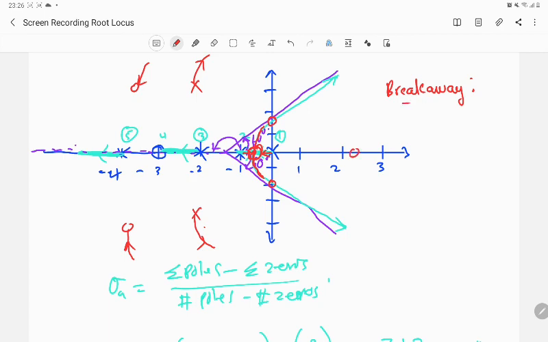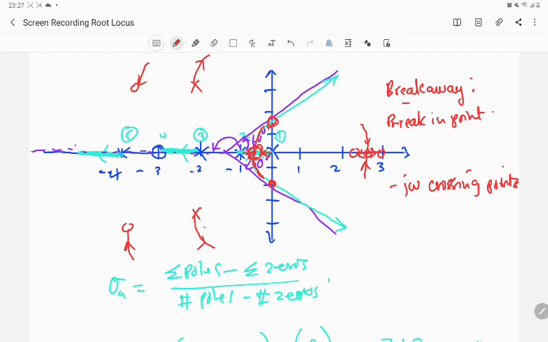And if there were two zeros side by side, then you will get it coming in and then leaving to the zeros. Okay, so in that case, we also talk about the break-in point. Those ones we don't know, so we need to find them. So we'll find the breakaway and break-in points. Second, where it crosses the imaginary axis, the j omega crossing points. Those too we don't know.